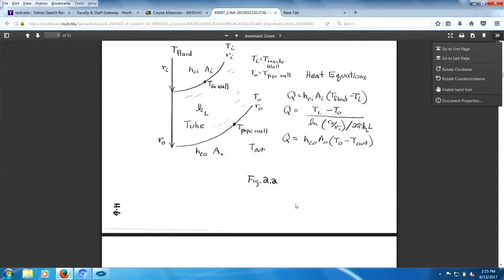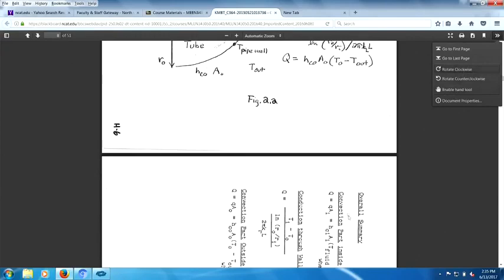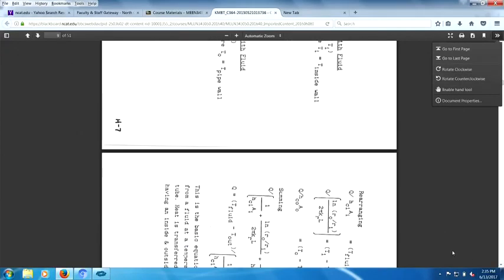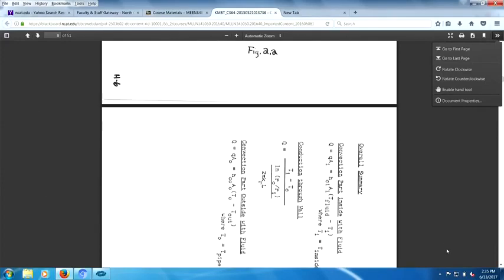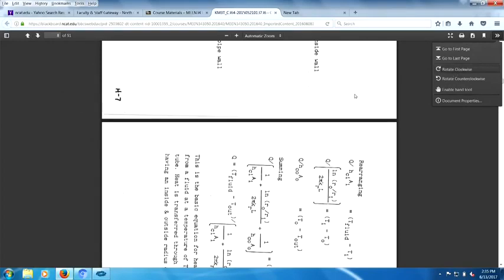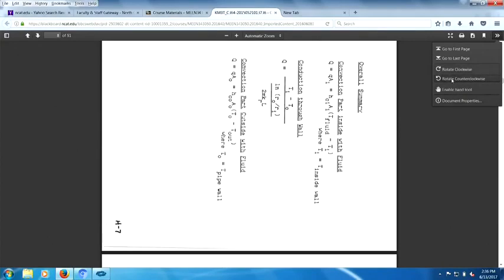Okay, let's see what else we have here. Uh-oh. So I guess I wrote these. Let's see if we rotate clockwise, what we'll get. We ain't getting nothing here. Let's try counterclockwise.